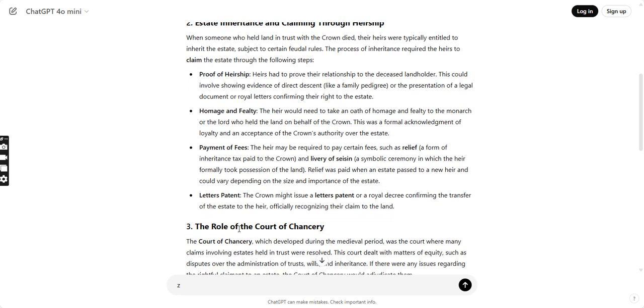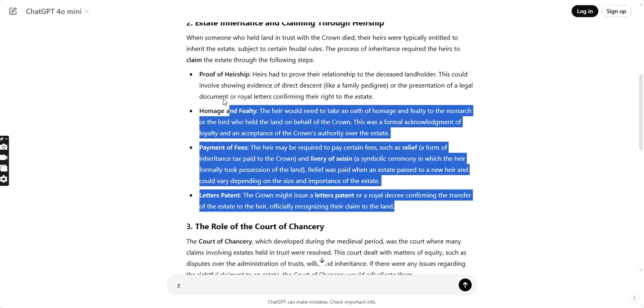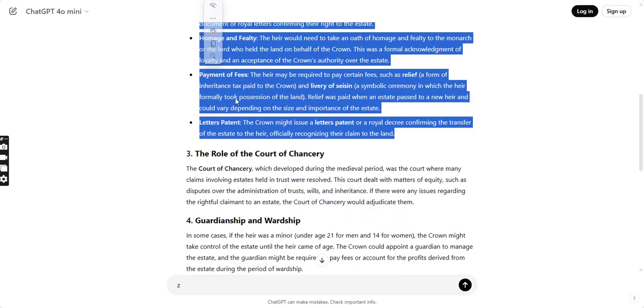Oh, this is interesting. The crown might issue a letters patent, or a royal decree, confirming the transfer of the estate to the heir, officially recognizing their claim to the land. This is really good.